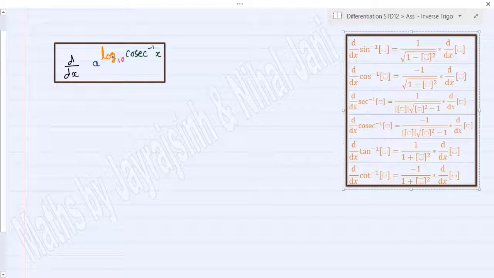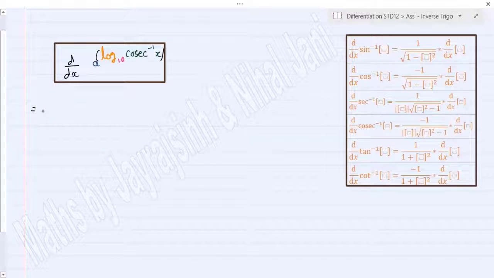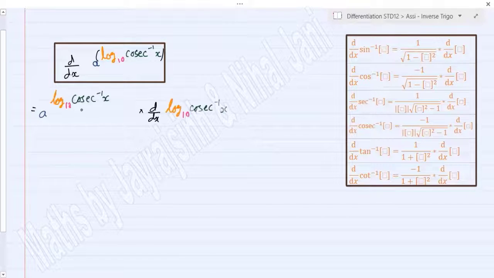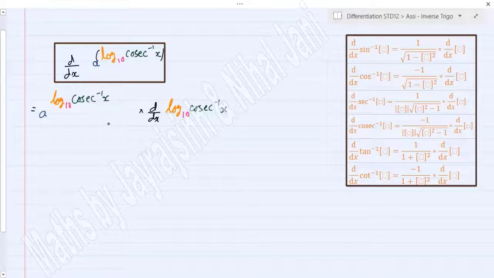Differentiation of a raised to log cosec inverse x base 10. The outermost function is a raised to, so the rest of the functions will be considered within the box. Differentiation of a raised to box will be a raised to box into d by dx of box. So within the box we have log cosec inverse x base 10.